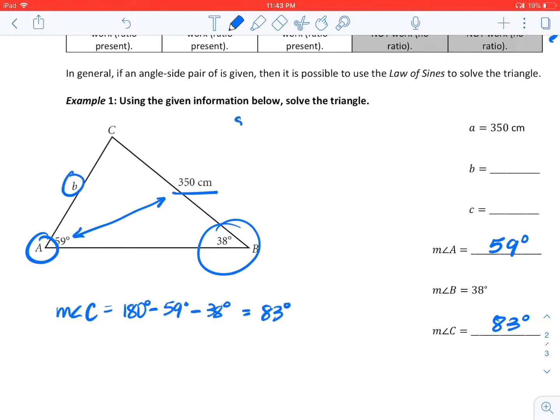The law of sines would tell me that the sine of angle A, 59 degrees, divided by the side length A, 350, is equal to the sine of angle B, sine of 38 degrees, divided by B. And our goal is to solve for B in this case. In order to do that, we should always first isolate B on the side of an equation by itself. I may need to do some cross multiplying and then dividing in order to isolate B, but that's the overarching goal.